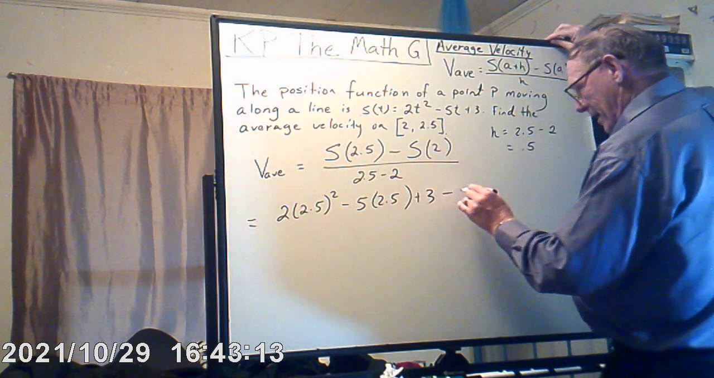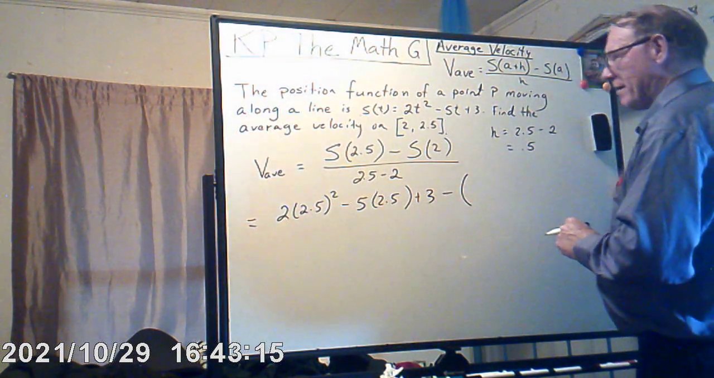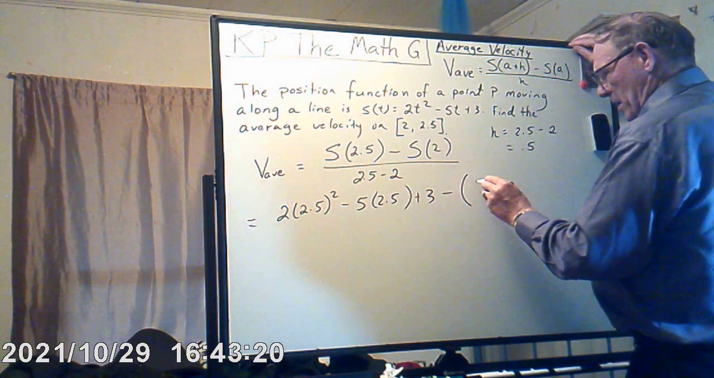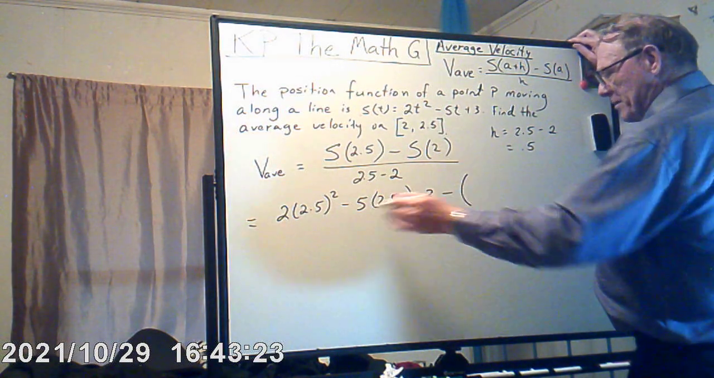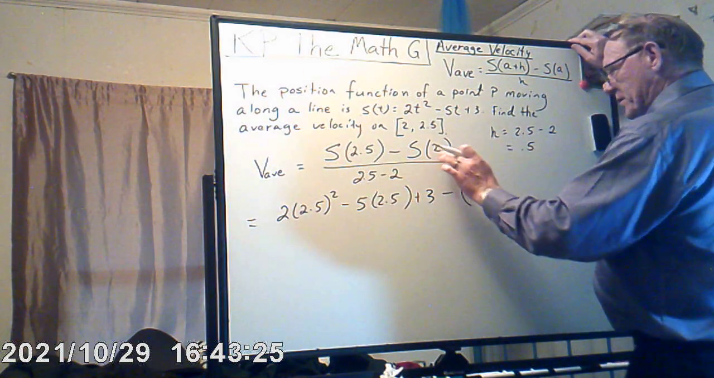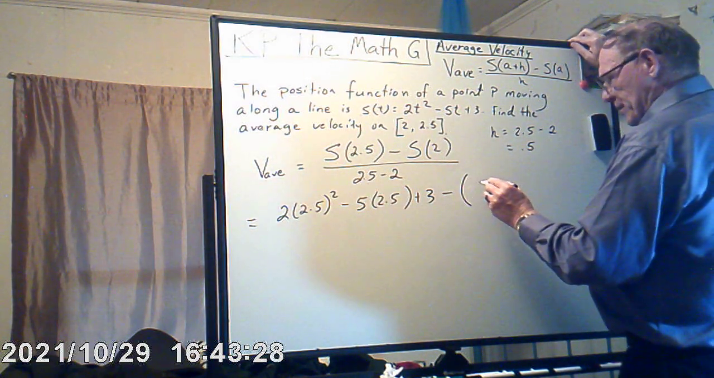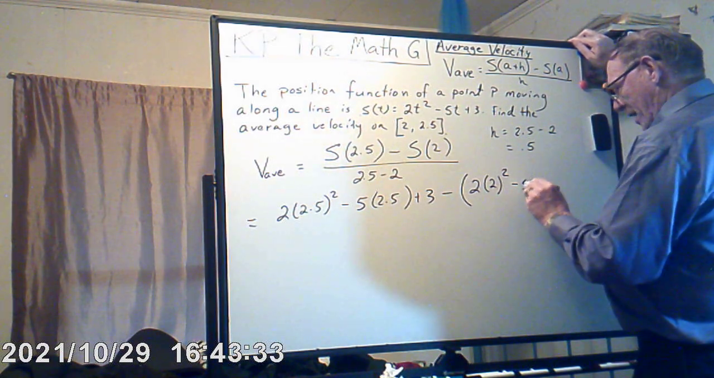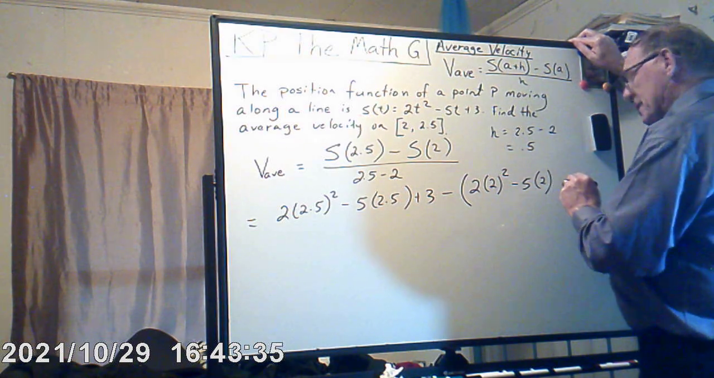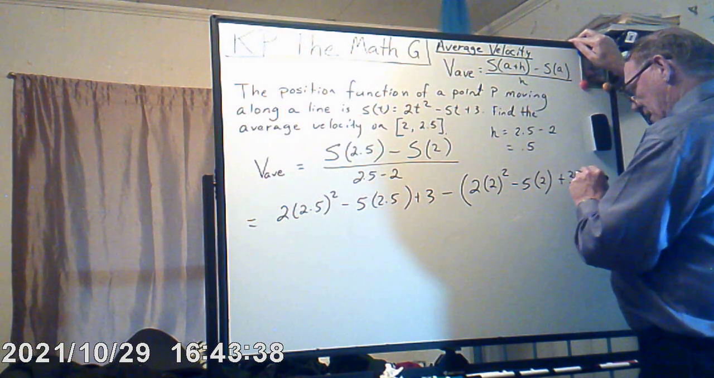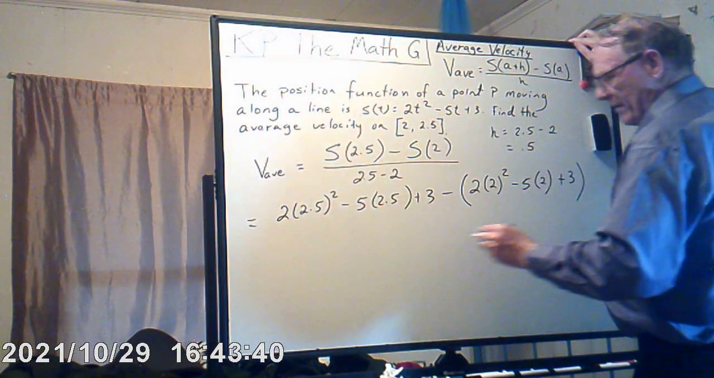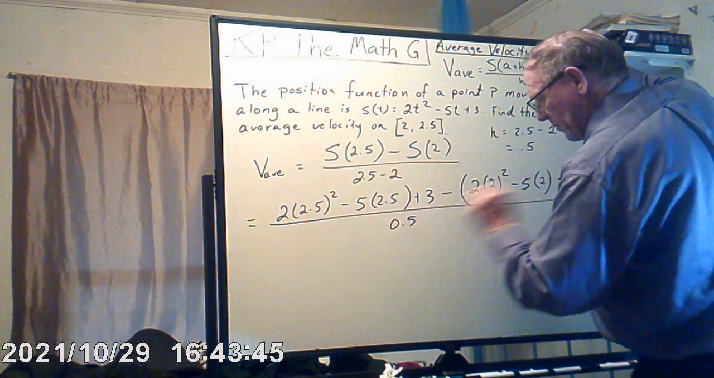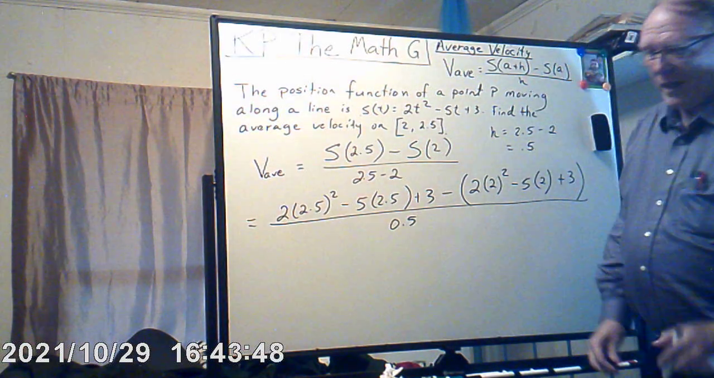Now then, minus, and it's at 2 now. So from here, you're going to put the 2 right here, s at 2. So 2 times 2 squared minus 5 times 2 plus 3, and then all over 0.5. Okay, that's pretty much it.